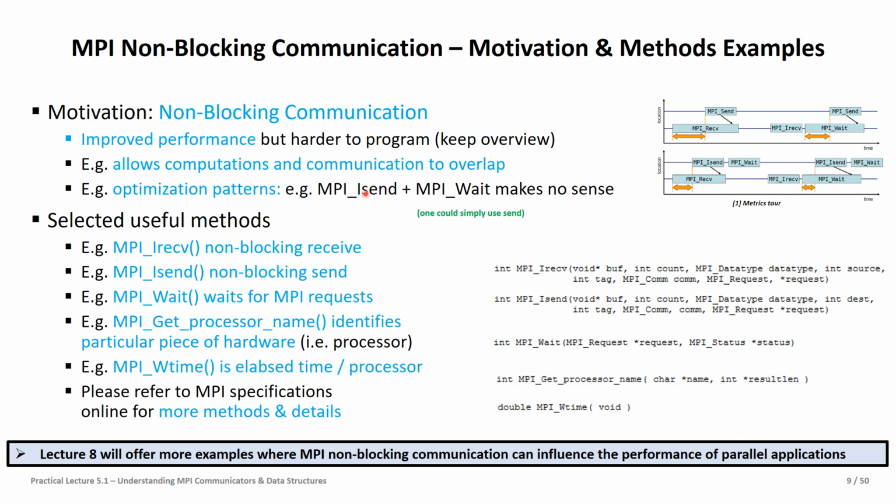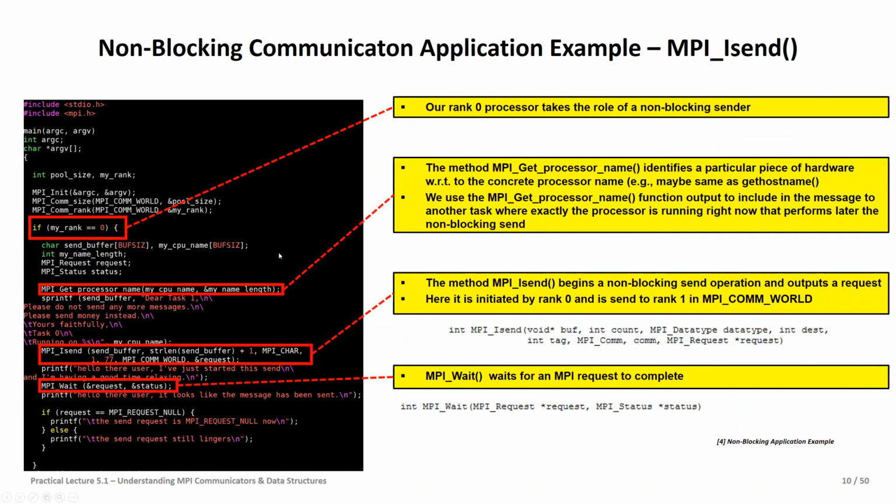An optimization pattern is, for instance, that of course it makes no sense to do an MPI I send and MPI wait right after, as I was just describing to you. Then you couldn't just use the MPI send, of course, right? Because you block directly. But if you do something in between that time and can use the time productively, then there's, of course, a different issue. And we will learn this in lecture 8. So I think not to overdo it in this lecture.